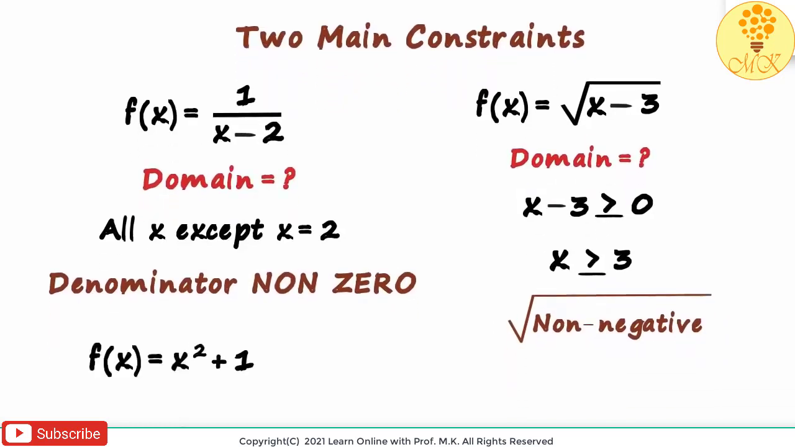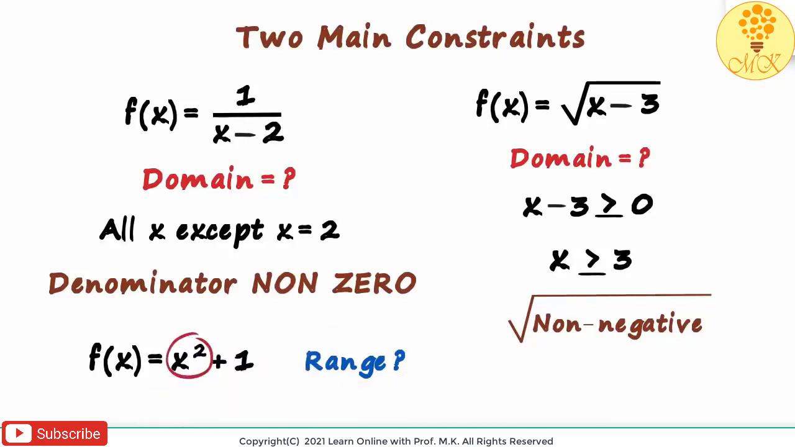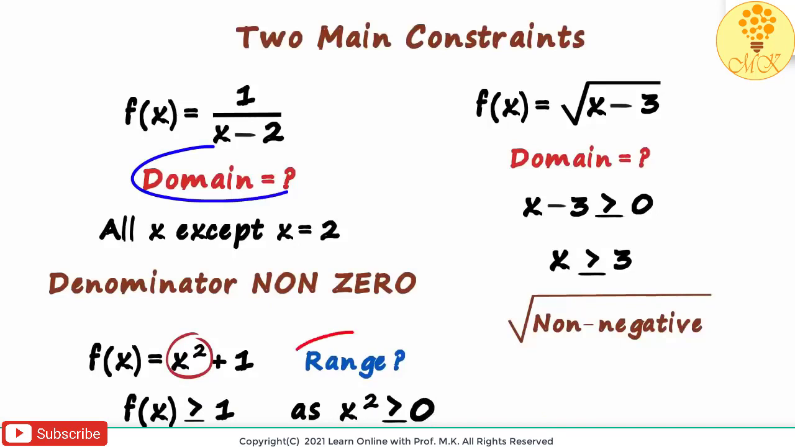Now for the last problem of this session, find the range of this function. By range, we mean all possible output values. Look at this term. Can it be negative? No. The square of any number will be greater than or equal to 0. So the minimum value of the function will be 0 plus 1, which equals 1. f of x will be greater than or equal to 1 as x squared will be greater than or equal to 0. So that was all about domain and range.